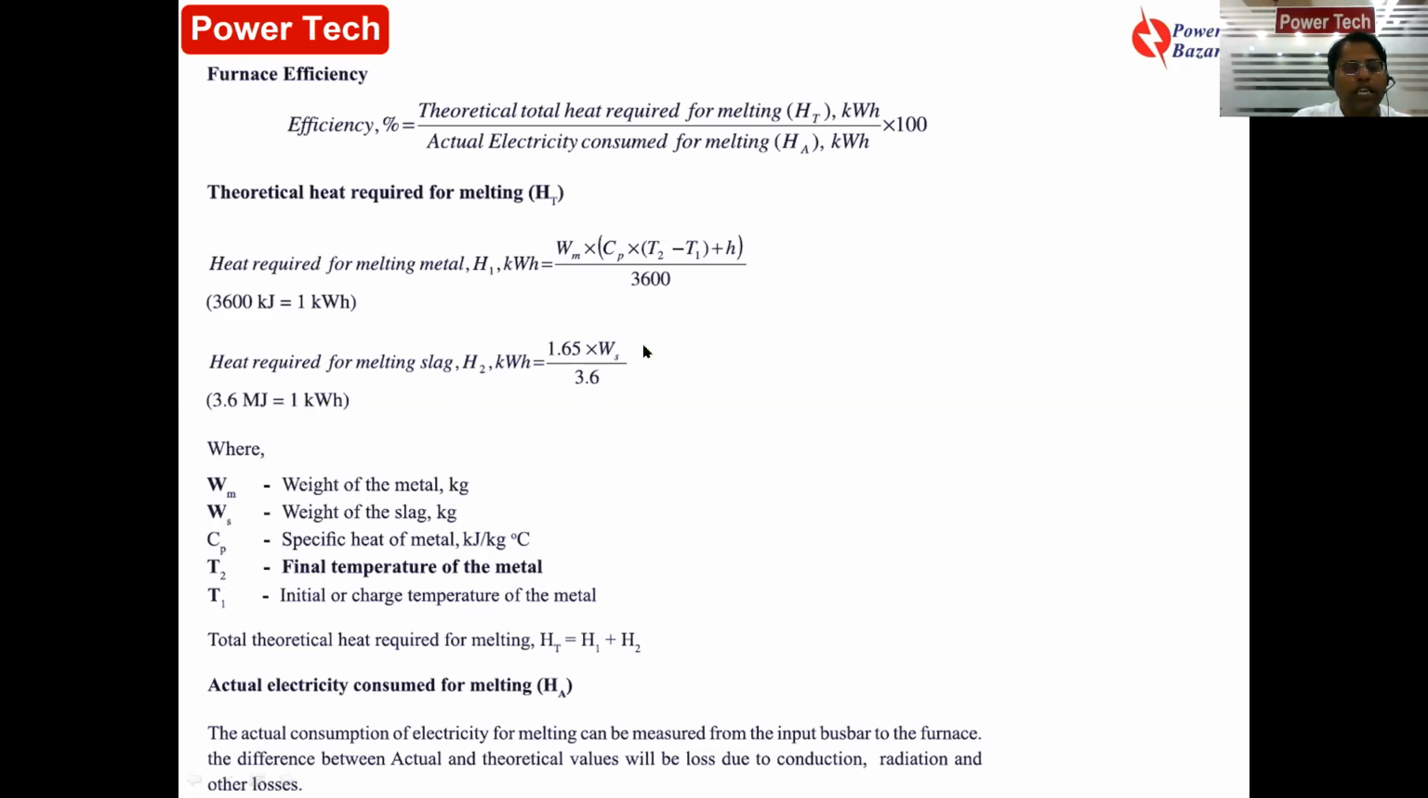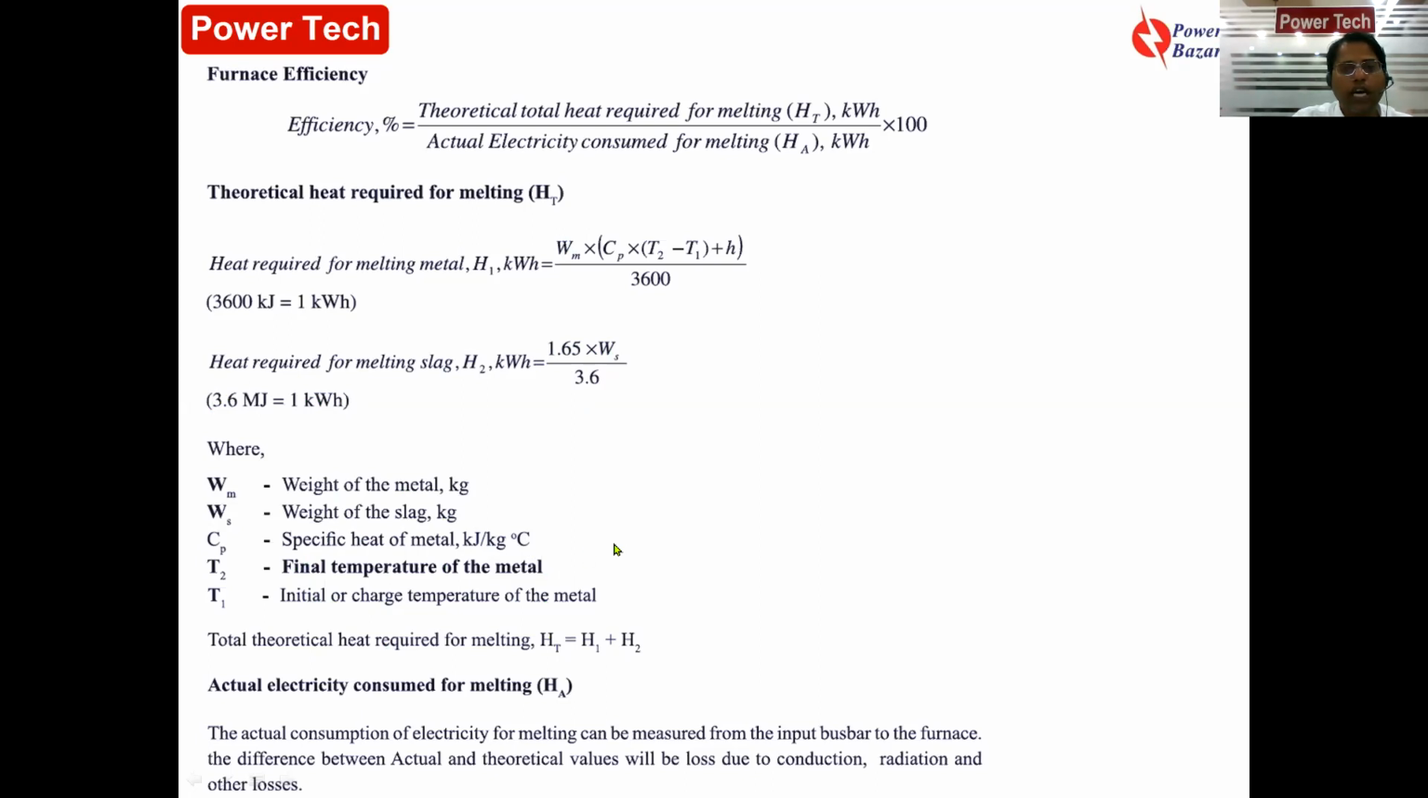So this is in kWh. You have to remember that for slag we have to multiply 1.65 into the weight of slag in kg. So these are the formulas, and Cp is the specific heat of the metal, T2 is the final temperature of the metal, and T1 is the initial temperature or charge temperature of the metal.